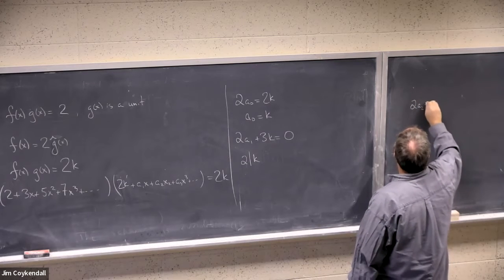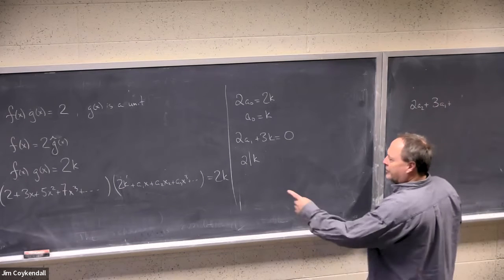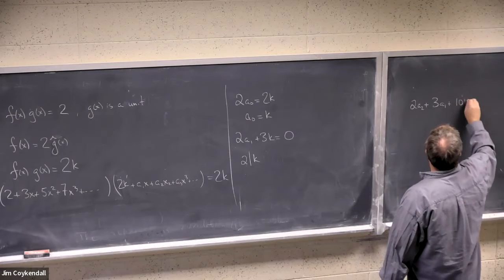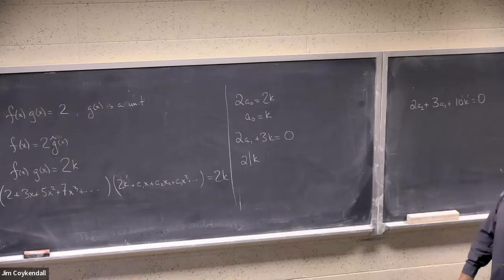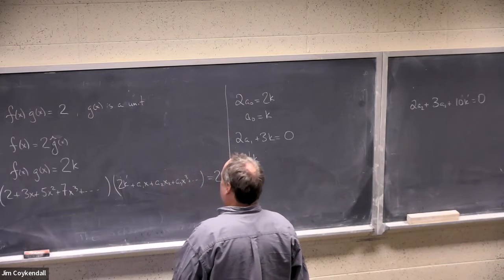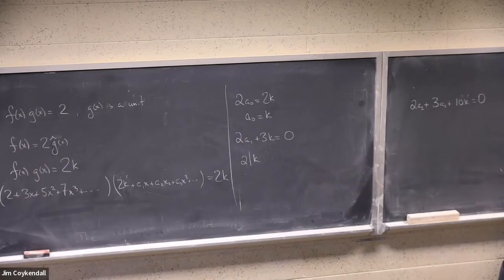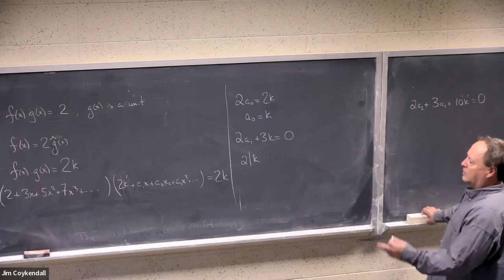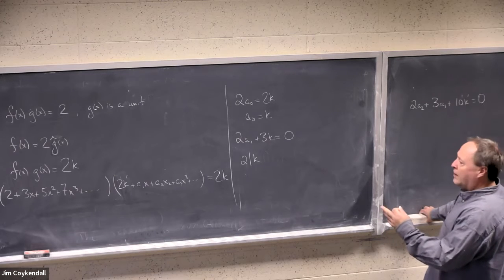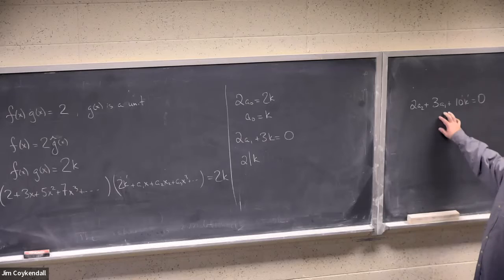2a2 plus 3a1 plus 10k prime is equal to 0. What can we conclude from that? Maybe a 4k prime? 2 divides k. Yes, okay, I think it's fine. So we're getting the 10 from, oh, when I was multiplying out. Yeah, that's probably right. So it's 2a2 plus 3a1 plus 5k, so that's 10k prime, right? Is that right? Is that okay?